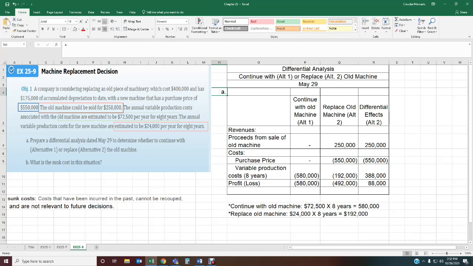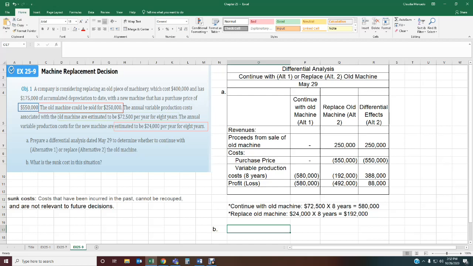Okay, now requirement B says, what is the sunk cost in this situation? Okay, so we have to identify what is the sunk cost. Well, how can we identify something that we don't know? So I've included here the definition of sunk costs. These are costs that have been incurred in the past, cannot be recouped, and are not relevant to future decisions. So based on the information provided, what is a sunk cost?